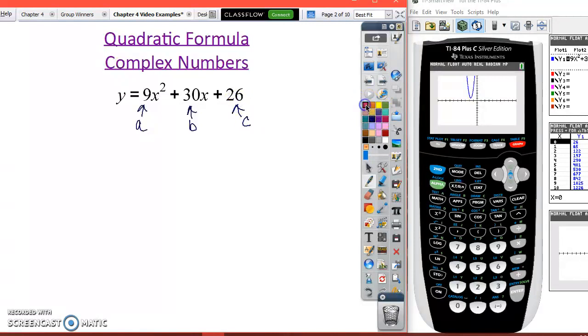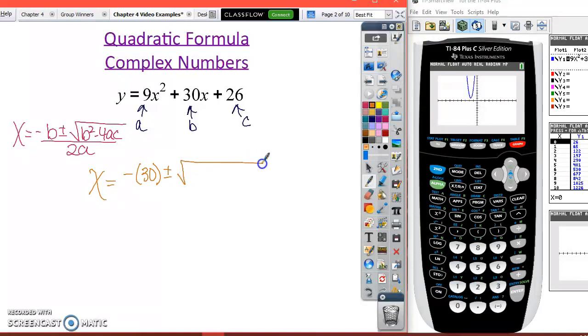Remember the quadratic formula is x equals negative b plus or minus the square root of b squared minus 4ac all over 2a. So I'm going to substitute my values into the quadratic formula. So x will equal negative 30 plus or minus the square root of 30 squared minus 4 times 9 times 26 all over 2 times 9.